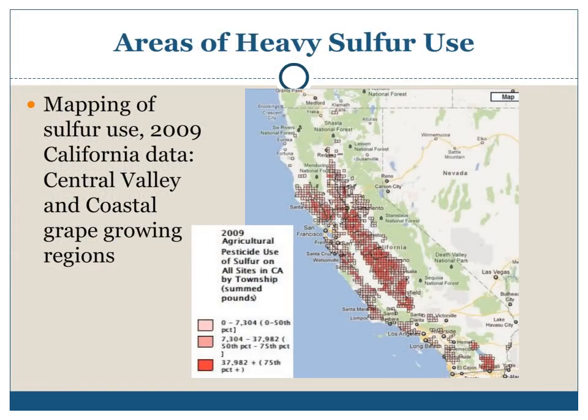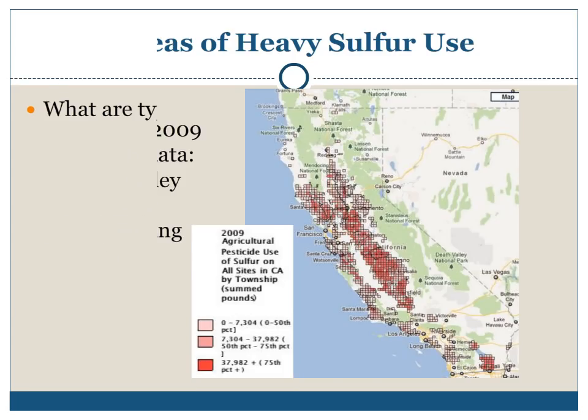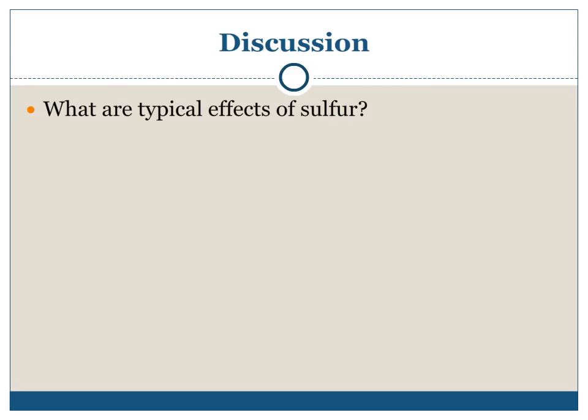Areas of heavy sulfur use. Mapping of sulfur use, 2009, California data, Central Valley and coastal grape growing regions. Discussion. What are typical effects of sulfur?